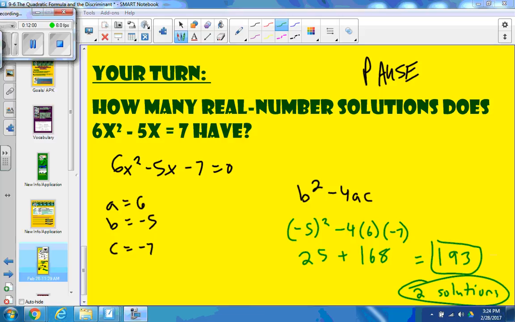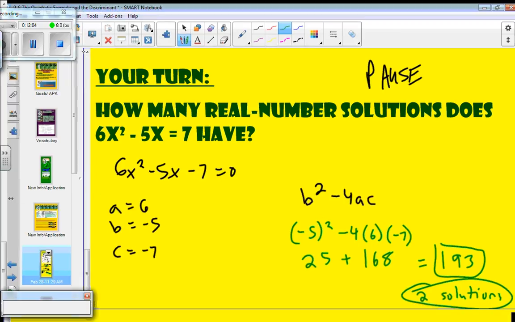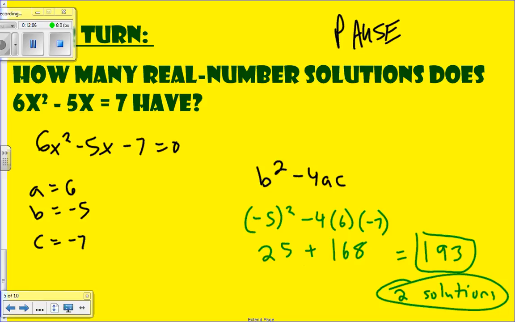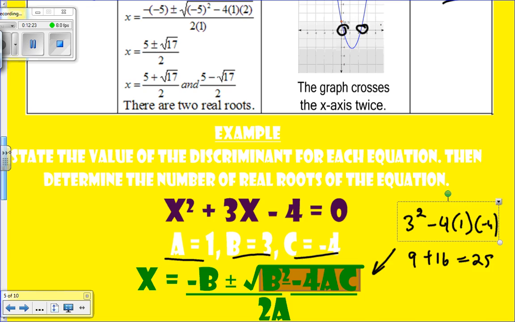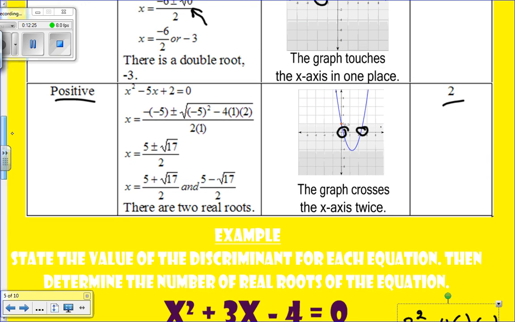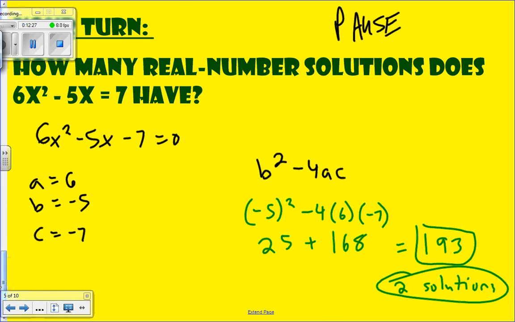So when I completed this one, you can see my work here. Make sure you subtract 7 from both sides so you get the minus 7 there, and you have a negative c value. But when you use the discriminant, you get 193, I believe, if you do it correctly. And that means it's positive. So if you look at the chart up there, positive said you'd have 2 solutions. So it'll cross the x-axis twice. So that's how you can use that discriminant.